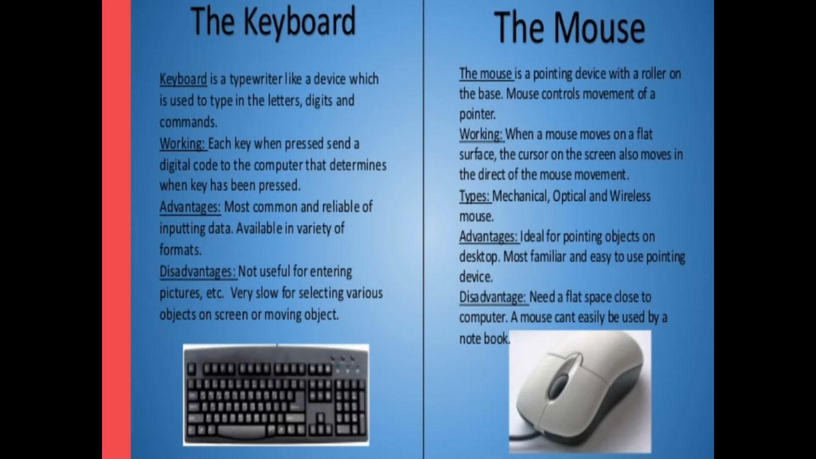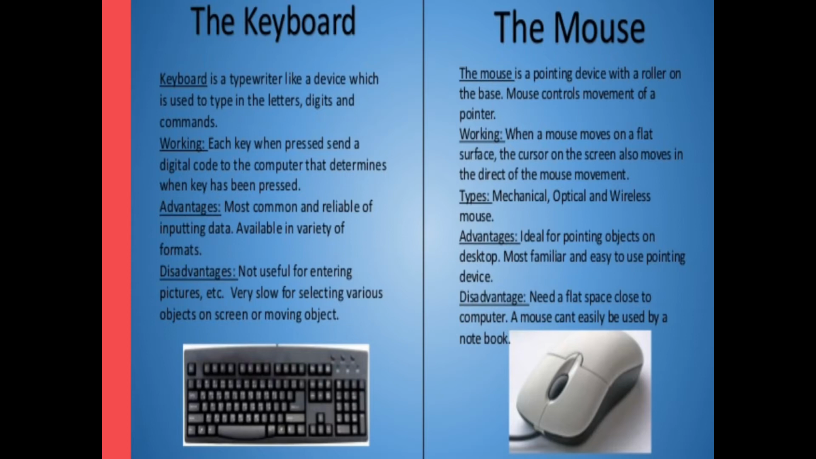The advantages of keyboards are that it is the most common and reliable way of inputting data, available in a variety of formats. But there are some disadvantages also, that is, it is not useful for entering pictures, etc. Very slow for selecting various objects on a screen or moving objects. So keyboard resembles the typewriter. The standard keyboards have the number of keys from 101 to 152.